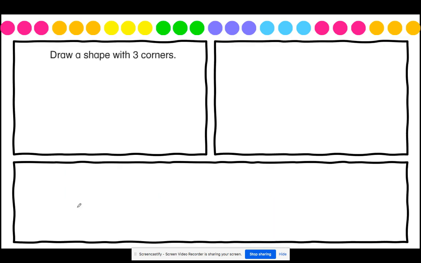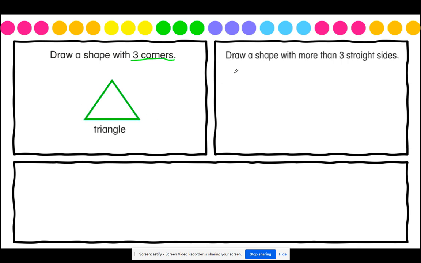Couple more. It says to draw a shape with 3 corners. So think about the shapes that we've learned about both yesterday and today. And I want you to think, which shape is the shape that has 3 corners? I'm going to give you a second to think about that. And when you're ready, shout out your answer. I hope that you said the shape with 3 corners is a triangle. 3 sides, 3 corners.